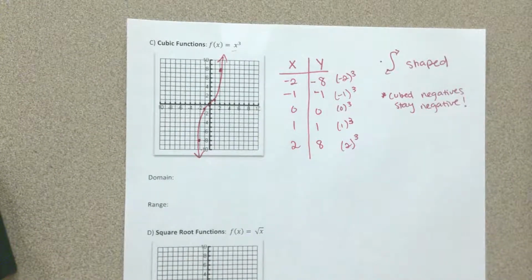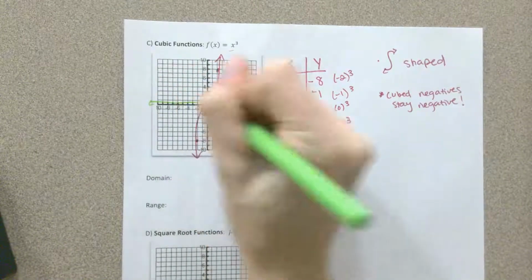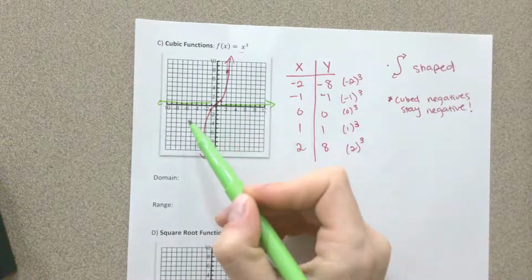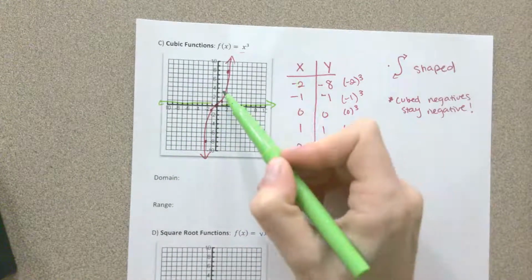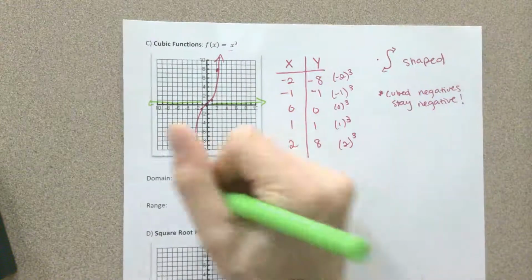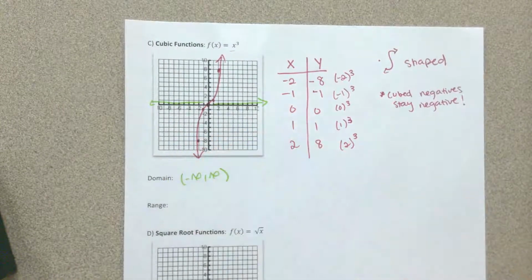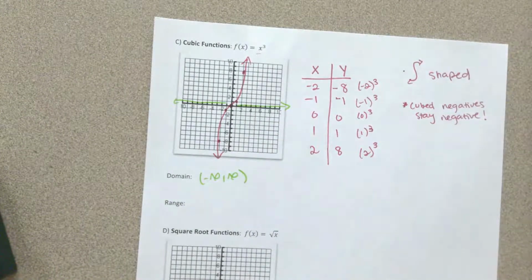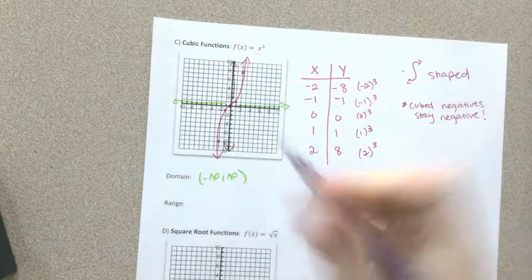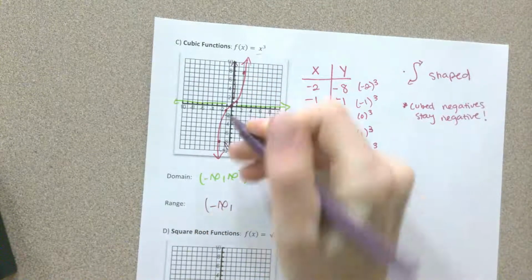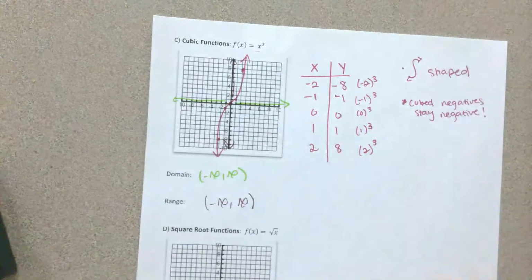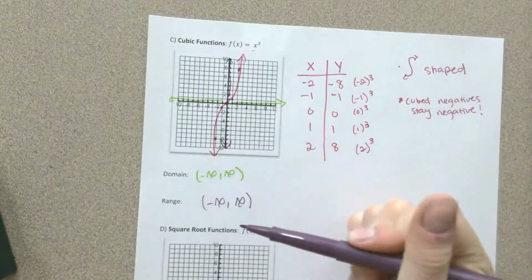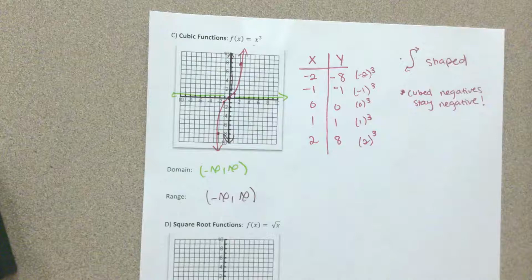Our domain for this one, working left to right. Once again, this is slowly moving more to the left, and this is slowly moving more to the right, but it's always moving to the left and to the right. So our domain is negative infinity to positive infinity. Going up and down, this is pretty easy to see that this is going down forever and this is going up forever. Okay, so once again, negative infinity to positive infinity.